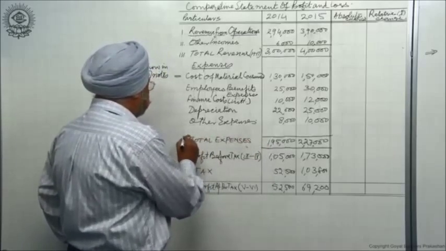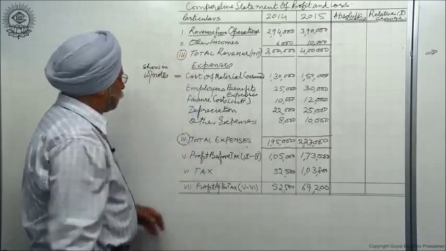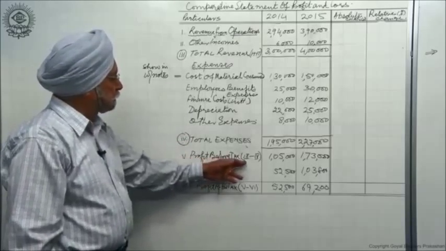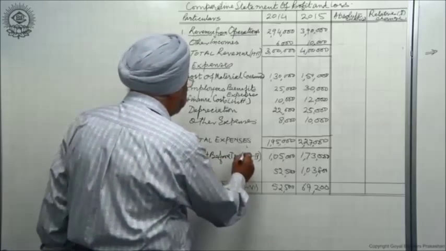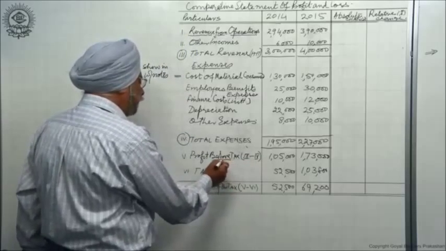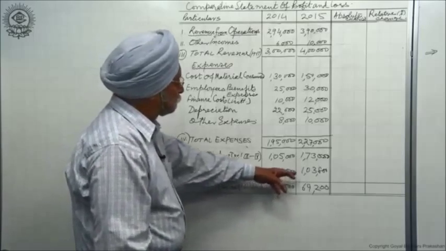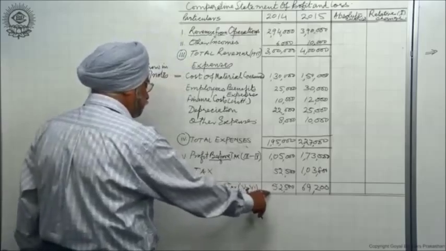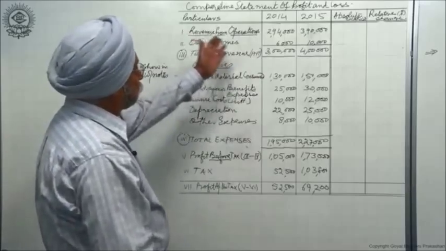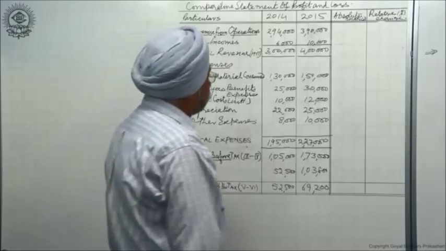If I deduct number 4, total expenses, out of number 3, total revenue, that will give me the profit, which is profit before tax. Before tax means I will have to deduct tax out of this, and these two figures are the tax figures. This is the net profit after tax. This is the analysis of this statement. Now I have to prepare what we call the comparative statement.